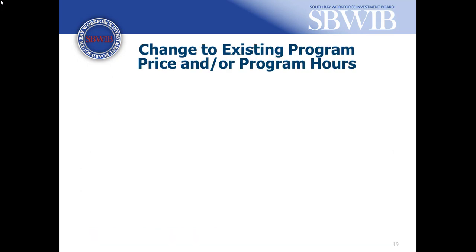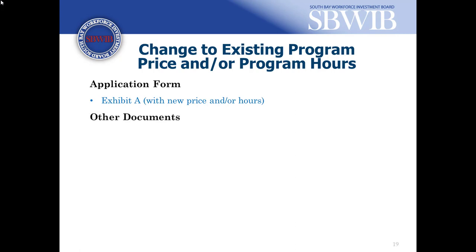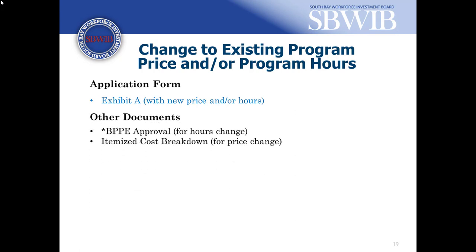When there is a change to an existing program's prices and/or program hours, this is the application form needed with the revisions on Exhibit A. The other forms required to make those changes are the BPPE approval for hour changes and the itemized cost breakdown on company letterhead that needs to be signed and dated for program price changes. The only 2 items that do not need to be itemized but listed on this form are the tuition and registration fees. All other costs need to be itemized further in the letter.